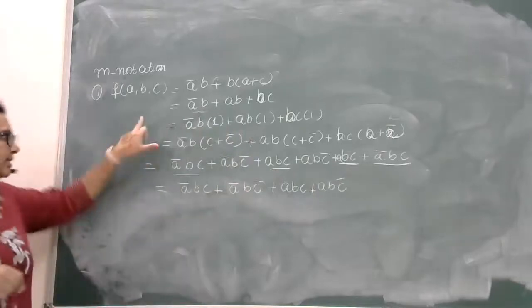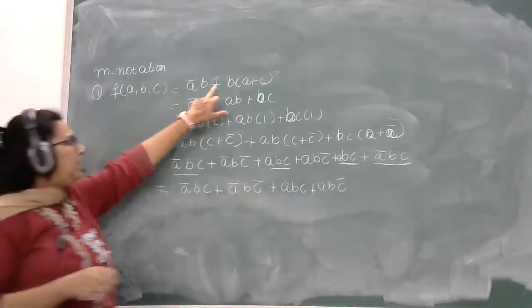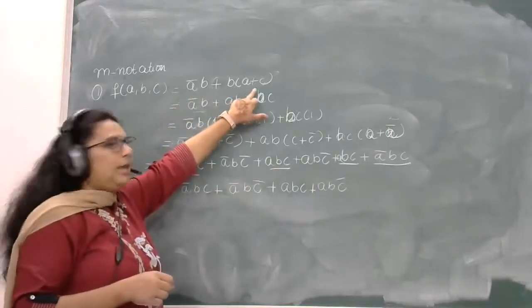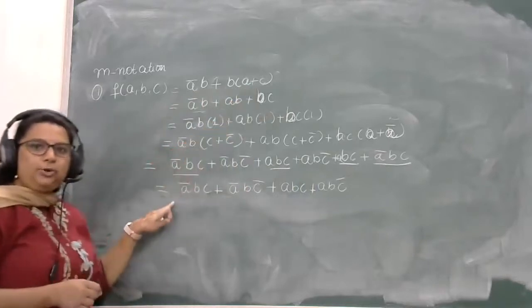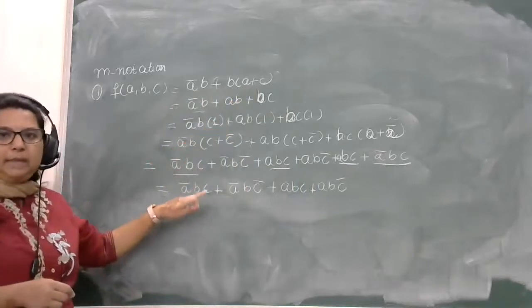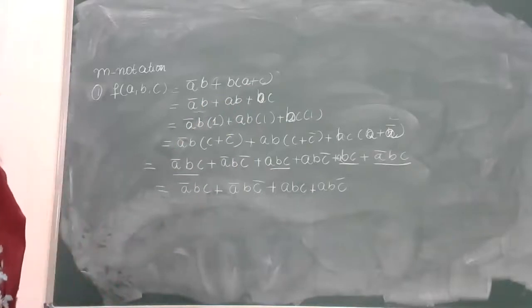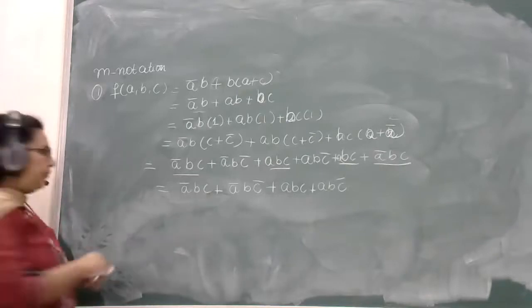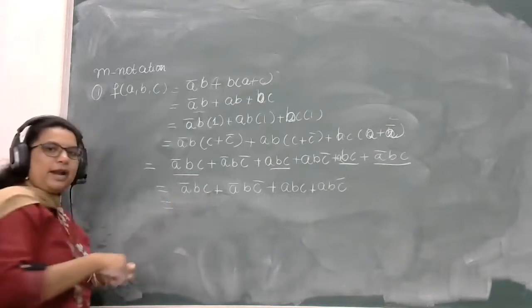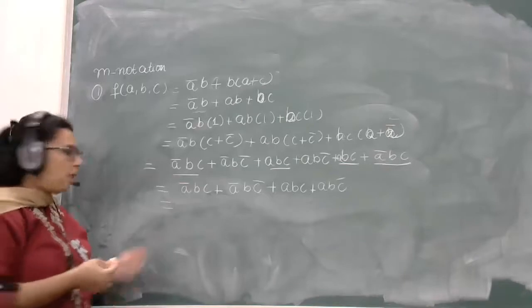So my standard expression a bar b plus bc into b into a plus c is converted into a bar bc plus a bar bc bar plus abc plus abc bar, right? So this is my canonical expression. Now from this canonical expression I should write its m notation. How do I do that?